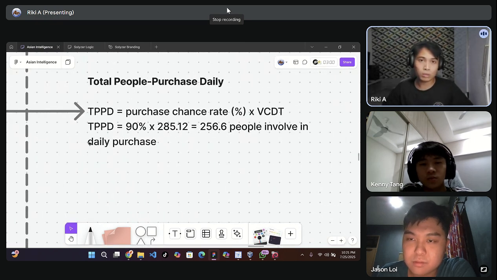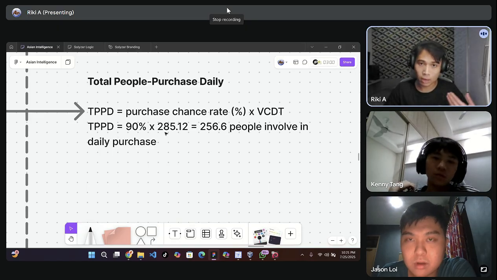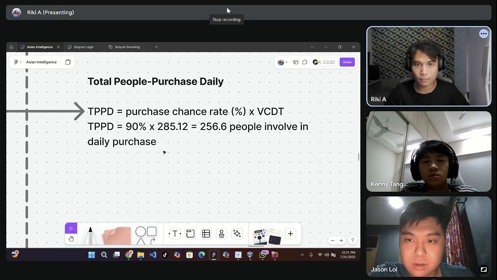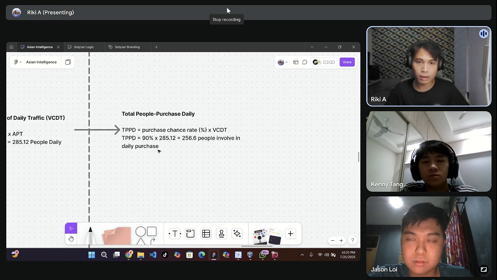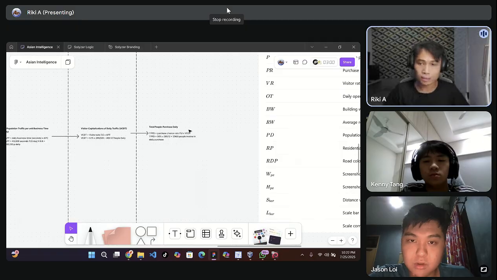After that, we calculate the total people purchased daily because not everyone that visits the place intends to buy things. So that's why we calculate using the purchase change rate for the TPPD. TPPD equals the purchase change rate in percentage multiplied by VCDT. So the TPPD equals 90% as our assumption multiplied by 285.12 equals 256.6 people involved in daily purchase. So that's why we can gather the prediction of the people involved in daily purchase in specific locations. But this is not enough.